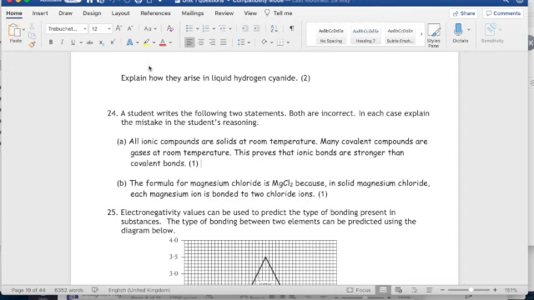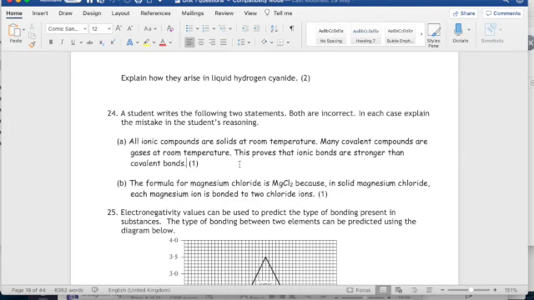Okay, so all ionic compounds are solid at room temperature. Okay, that is true. Many covalent compounds are gases at room temperature. This is also true. And then he goes on, or she goes on, to say this proves that ionic bonds are stronger than covalent bonds. So this is the bit that is incorrect.